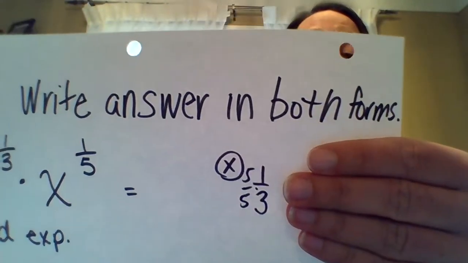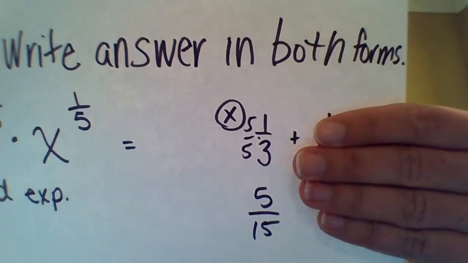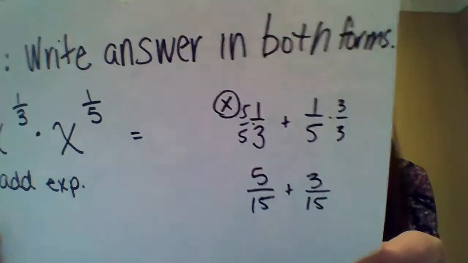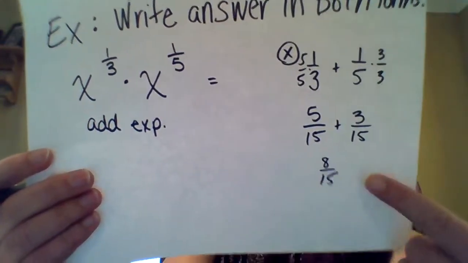So let's look at this one. What's 5 times 1? And what's 3 times 5? Right? Everybody agree? 5 over 15, excuse me. On this side, I would do 1 times 3 and 5 times 3. So I would get 5/15 plus 3/15, which would equal 8/15. And so remember, I'm supposed to add the exponents right over here. I added. My answer is going to be x to the 8/15.